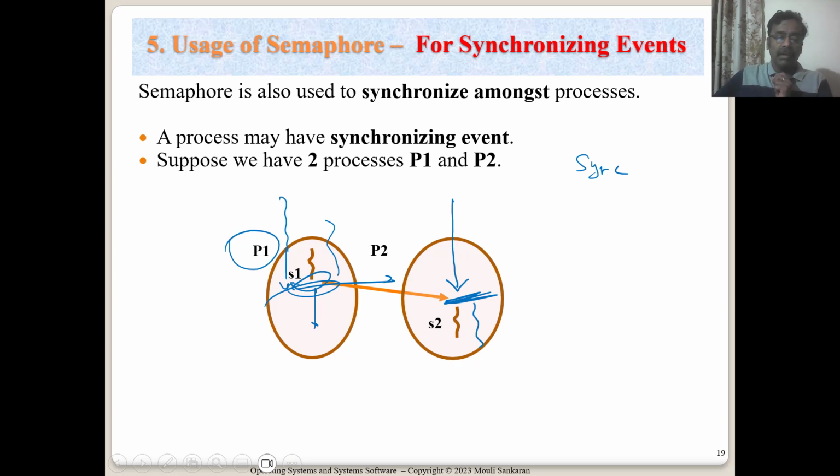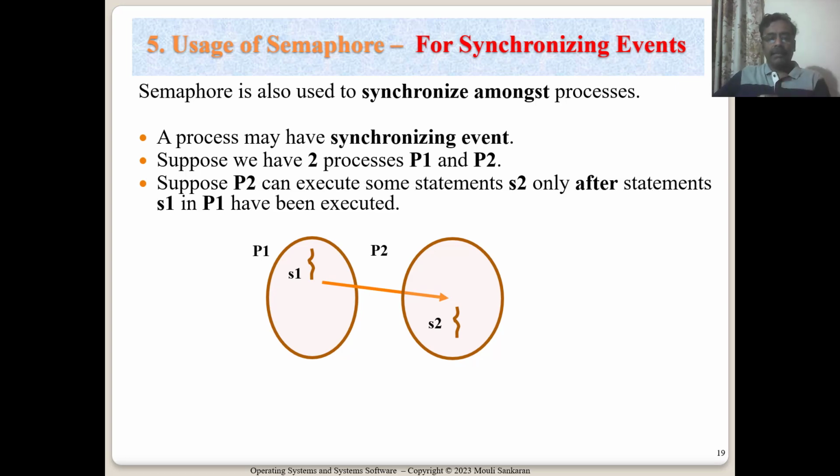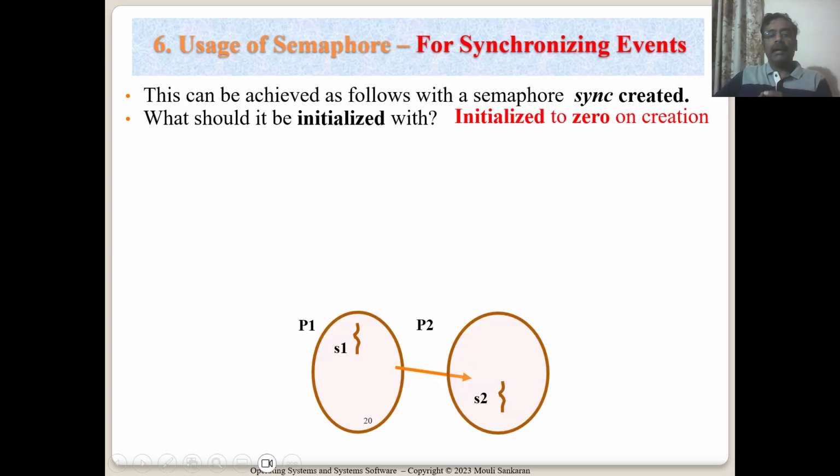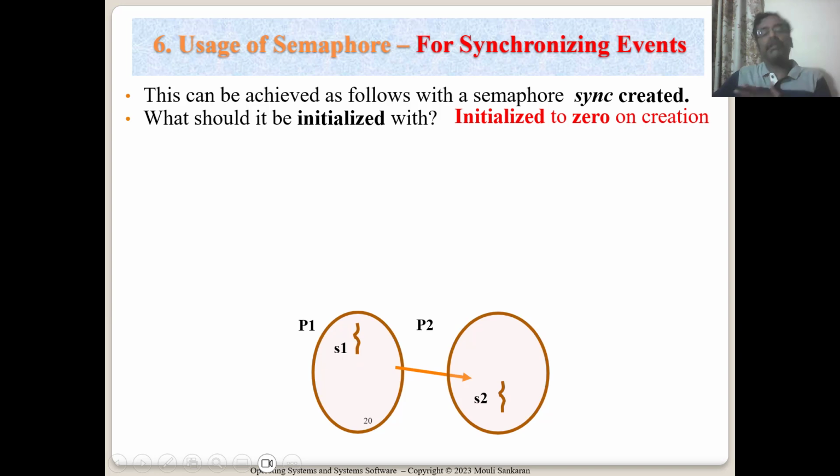Then what should be the function call? If you remember, there are two function calls, either wait or signal. Which one should be done there? I think you can easily predict it. Okay, let me show you. Initially what I should do is make it zero on creation. That means the semaphore is already acquired. Imagine it is initialized with the acquired value. P1 is not using any semaphore-related function call before it comes here, so it should be in an acquired state. That means it's zero, which means it's busy to start with.